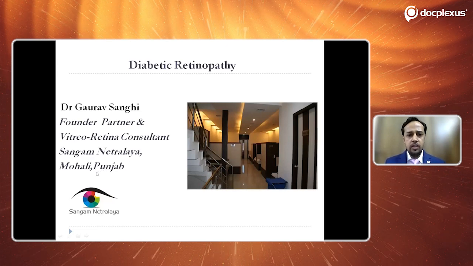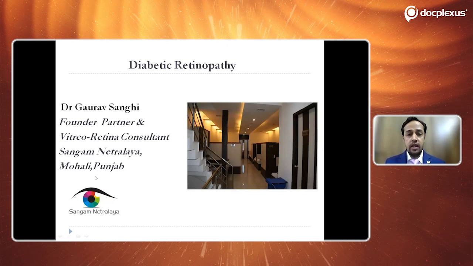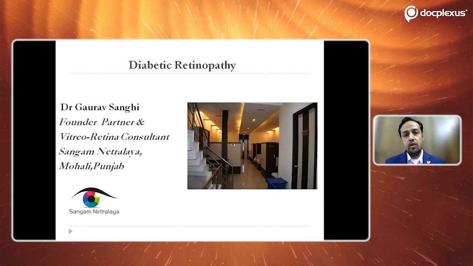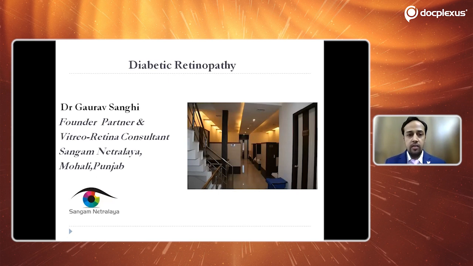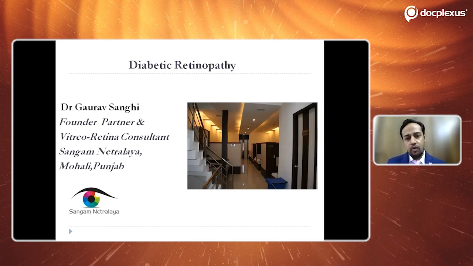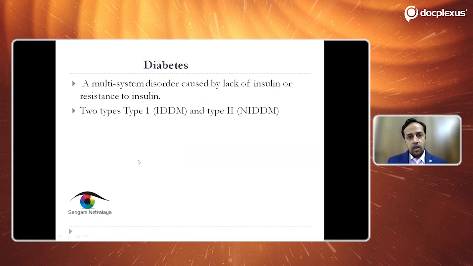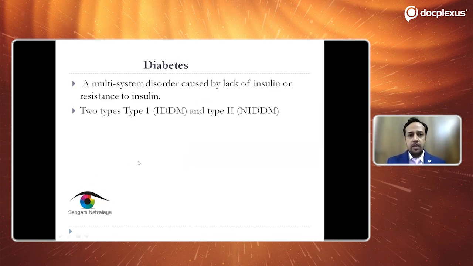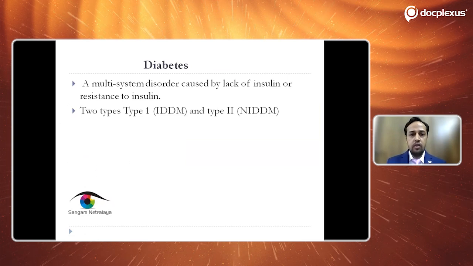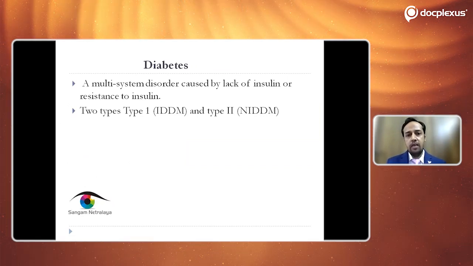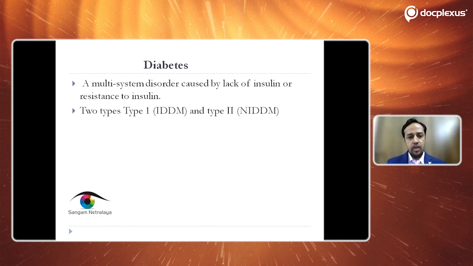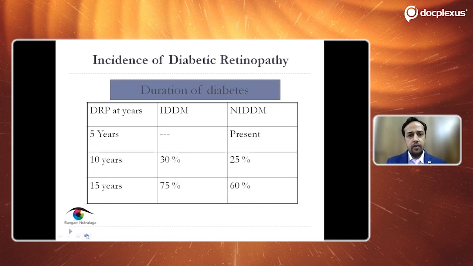So as Dr. Rakesh Gupta has already mentioned, diabetic retinopathy is one of the commonest morbidities which diabetic patients face over a period of time. So without wasting much time, we go ahead with the presentation. As we all know, diabetes is a multi-system disorder caused by lack of insulin or resistance to insulin. There are two types of diabetes mellitus: type 1 diabetes due to lack of insulin, and type 2 diabetes, which is also called non-insulin dependent diabetes mellitus.